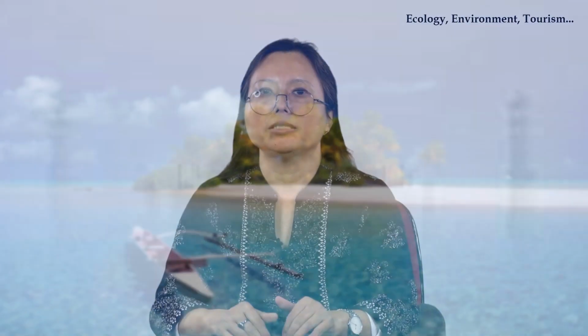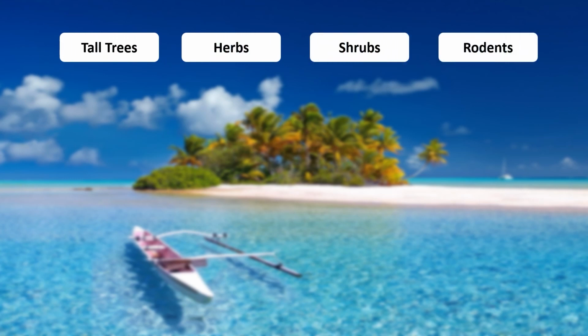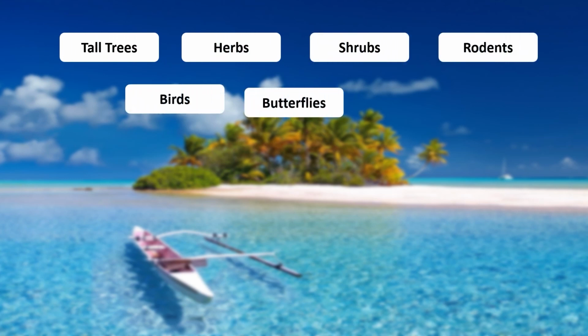Now if you consider an island ecosystem, for example, in the island ecosystem there exists an interaction between the biotic and the abiotic factors, and this forms the ecosystem of the island. In this ecosystem, you will find that the biotic components comprise the tall trees, the herbs, the shrubs, the rodents, the birds, the butterflies and the microorganisms. All these constitute the biotic components.